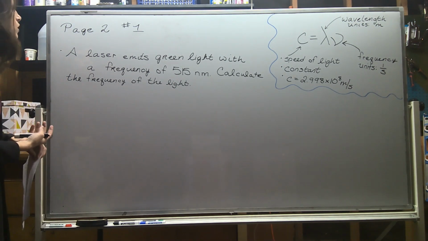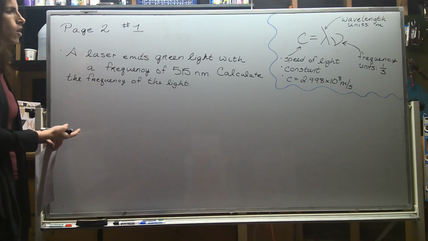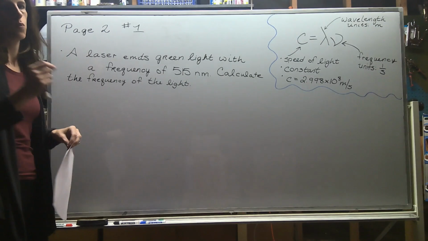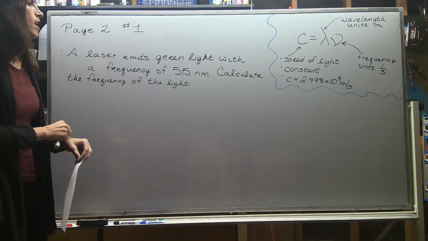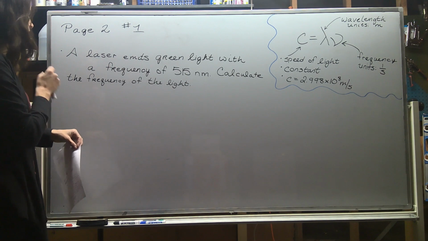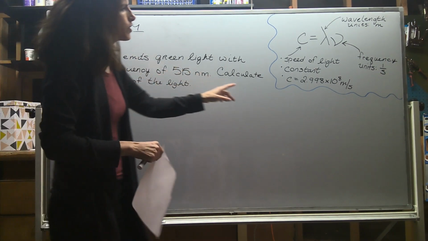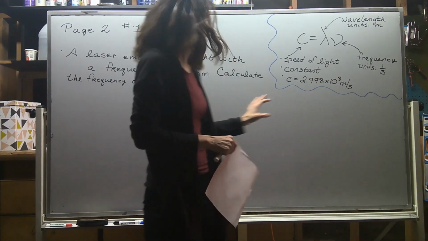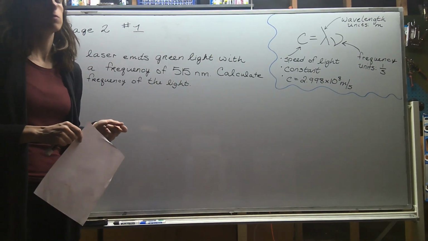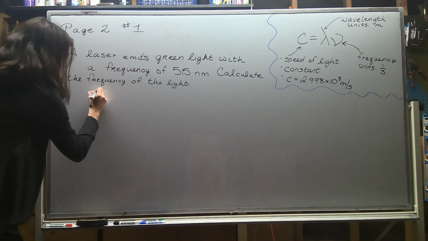So the first problem deals with green light, and different colors of light will have different wavelengths associated with them. Green happens to be at 515 nanometers. We're asked to calculate the frequency. Because the speed of light is in meters per second, you're going to want your wavelengths when you solve these problems to always be in meters. So that's the first thing I'm going to take care of.